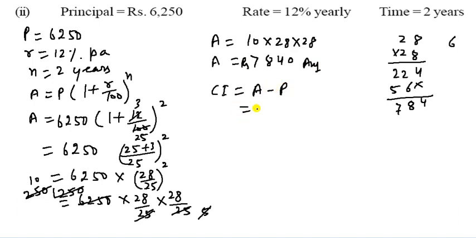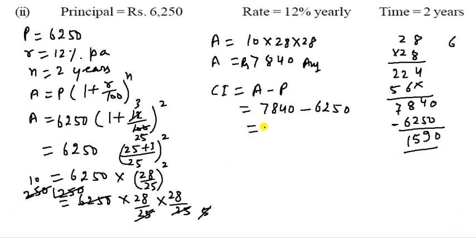Now find the compound interest. So CI is equal to A minus P. A is 7840 and minus 6250. Do the subtraction here. It is 6250. Here is 0, 14 minus 5 is 9, and here is 7, 7 minus 2 is 5, and here is 1. So it will be rupees 1590. It is the compound interest, and that is your answer.